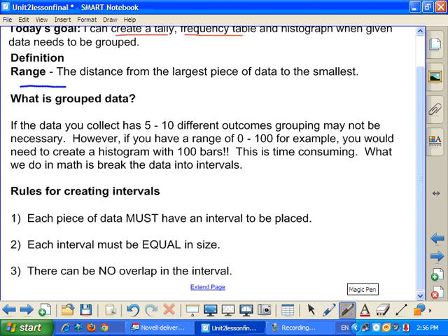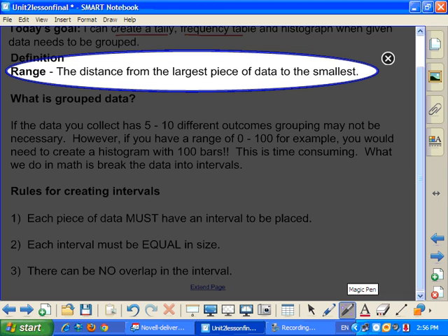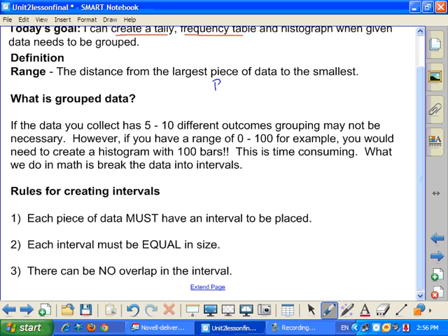So let's just focus on range. What does range mean? Range is the distance from the biggest piece of data to the smallest. So we're just going to use the formula. Range equals, and we'll keep it simple, big minus small. So there is a simplified formula for you to calculate range.